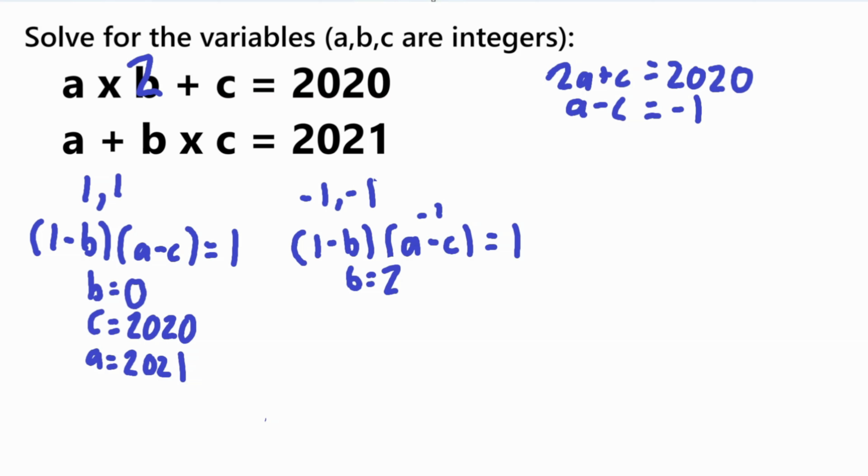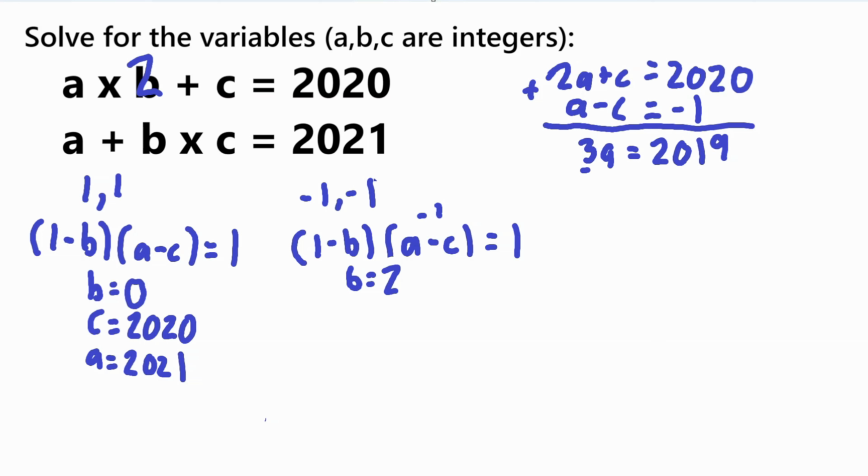We see that we have a positive c here and a negative c here. So if we add these two equations together, they would cancel each other out. So plus c and minus c, let's add these two equations together. 2a plus a is equal to 3a, and then c minus c cancel each other out, so we get that 3a is equal to 2020 minus 1, so that's 2019.